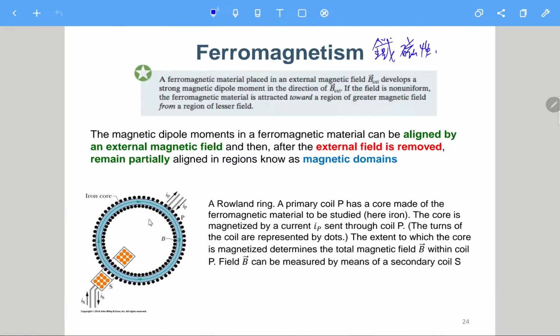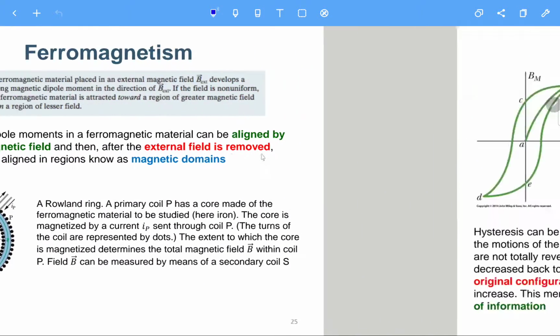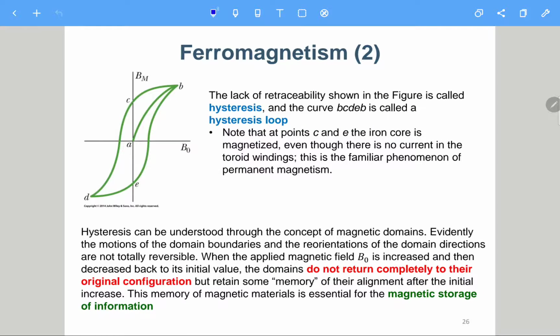Suppose we have an iron coil, maybe we can just skip this one. For the ferromagnetic material, it has an interesting characteristic called the hysteresis effect.